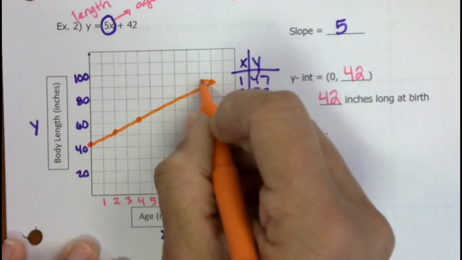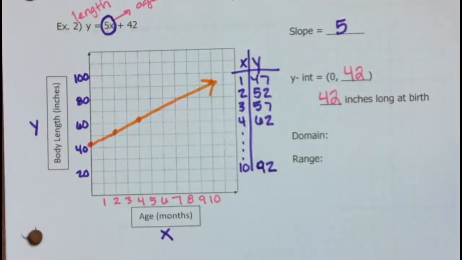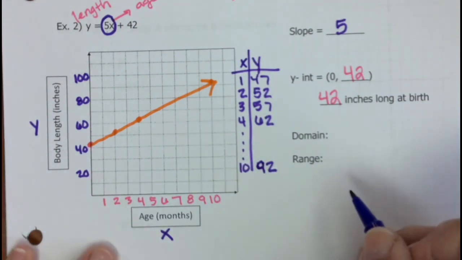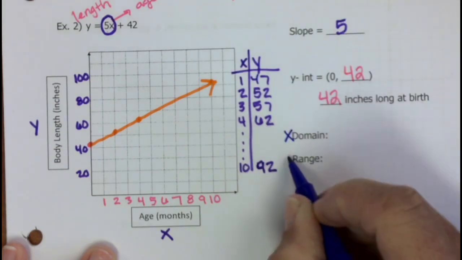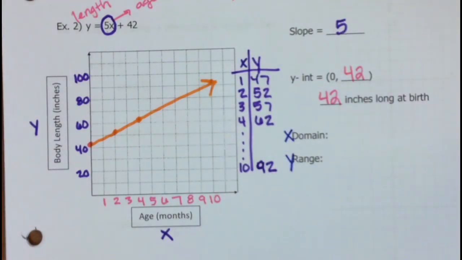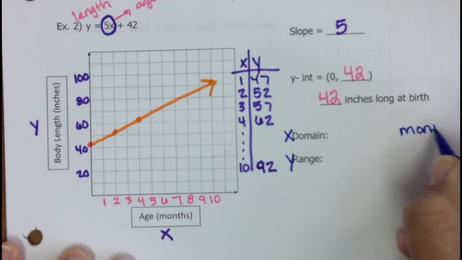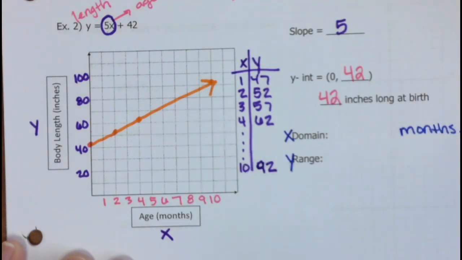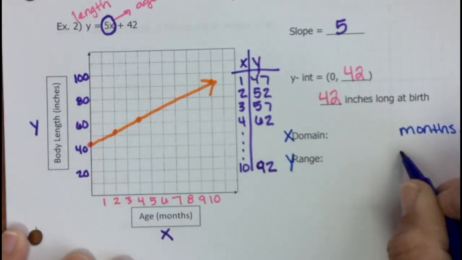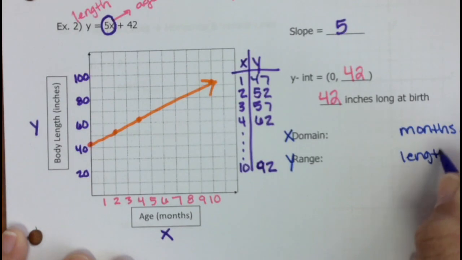Like that. All right, so what do we have? What do we know about domain and range? Yep. Domain is your x, range is your y. So domain, this is talking about months, age in months, right? And the range is your y, so it's talking about the length in inches.